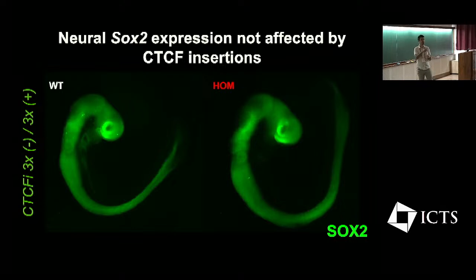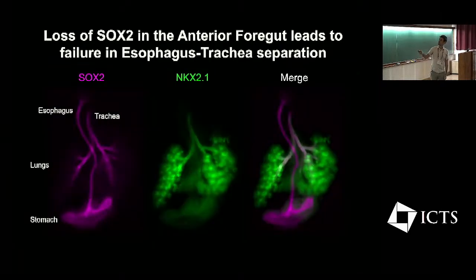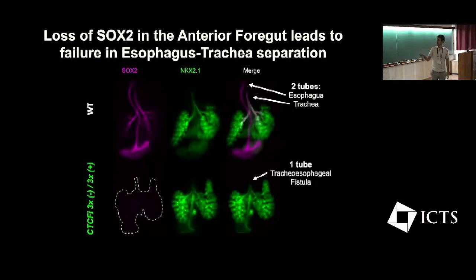So does this mean that SOX2 can always bypass CTCF insulation and get activated by distal enhancers? Not exactly. When you look a little bit closer, you see that at this stage, at 9.5, expression of SOX2 in this little tube over here is completely gone in these mouse embryos. This is the anterior foregut. It gives rise a little bit later in development to the esophagus, the stomach, trachea, and lungs. But in these mouse embryos, rather than just reducing a little bit here, the insertion of CTCF motifs completely blocked the ability of SOX2 to be expressed. And these mice, rather than having two tubes, the esophagus and trachea, have a single tube that separates into the lungs and the stomach, and therefore they died very shortly after development.